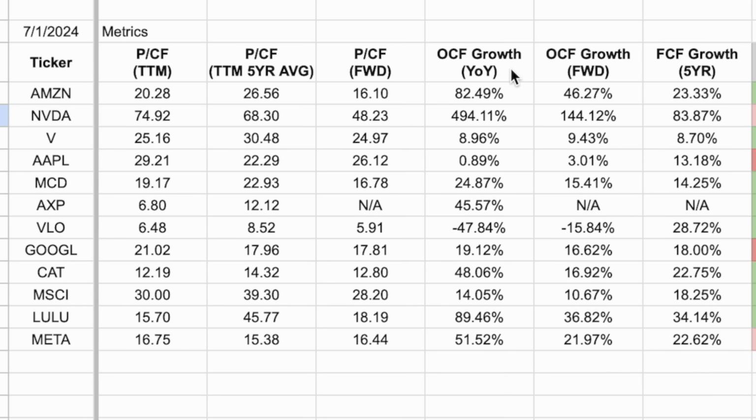And then in terms of growth, I take the operational cash flow growth year over year, the operational cash flow growth projected, and then the levered free cash flow compound annual growth rate over the past 5 years. And all these pieces of data are found easily on Seeking Alpha. That's partially why I'm using them.